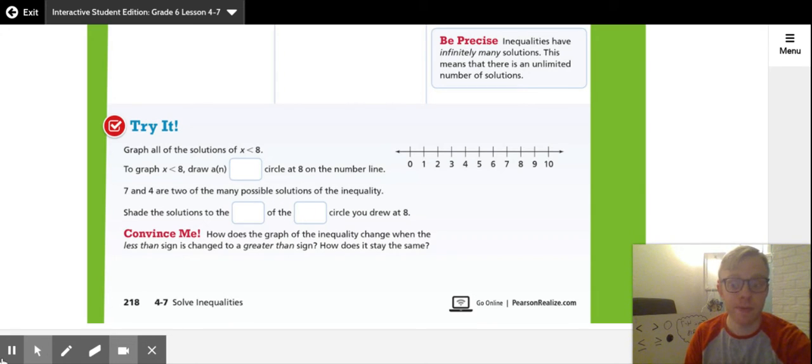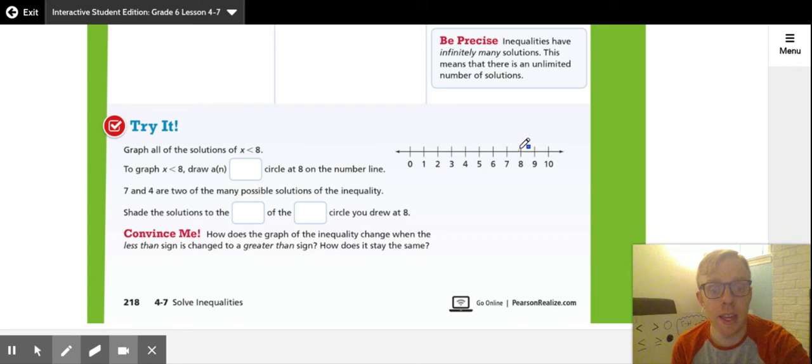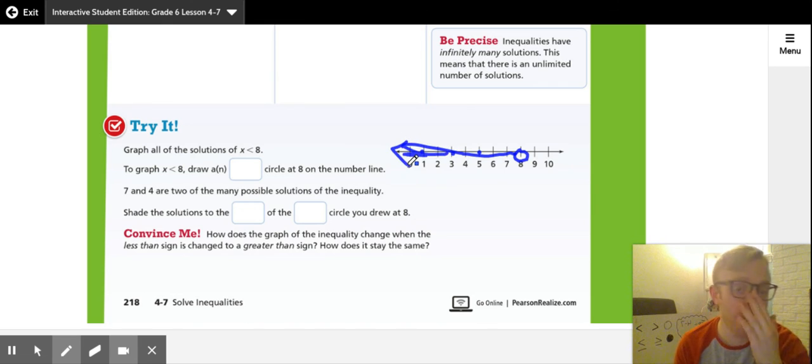Go ahead. All right, so we're going to start by finding 8. And I'm going to draw an open circle on 8, because if I look at my symbol, it's just less than, and 8 is not less than 8. So 8 can't be one of my possible solutions. Now I need to graph. So thinking to yourself, well, 5 is less than 8. 3 is less than 8. 1 is less than 8. My line that I'm going to shade needs to go that way. Then I'm going to draw an arrow on the end because it goes on forever.